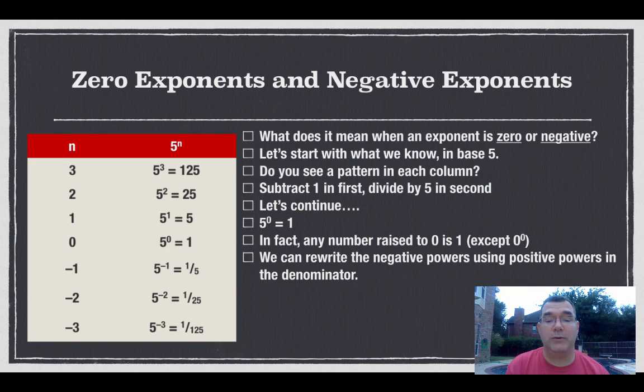Okay, so if you notice, I want you to see a pattern in that right-hand column because 5 to the negative 1 is related to 5 to the positive 1, and 5 to the negative 2 is related to 5 to the positive 2, and 5 to the negative 3 is related to 5 to the positive 3. Well, how are they related? We can actually rewrite each one of those by using positive exponents in the denominator. So in other words, I can write 1/5 as 1 over 5 to the 1. I can write 1/25 as 1 over 5 to the 2, and I can write 1 over 125 as 1 over 5 to the third. So negative exponents can be moved to the denominator of a fraction, and that will make the exponent positive.